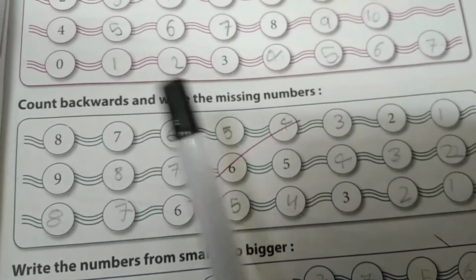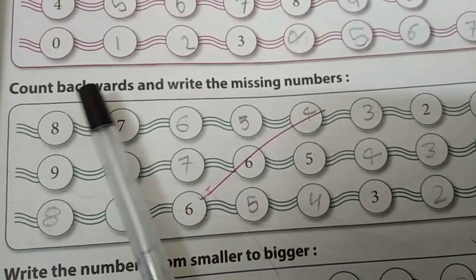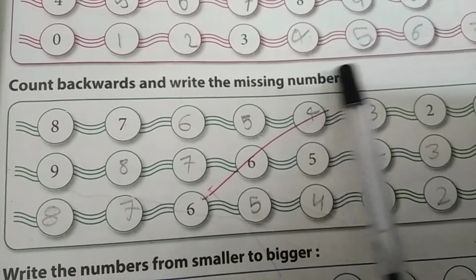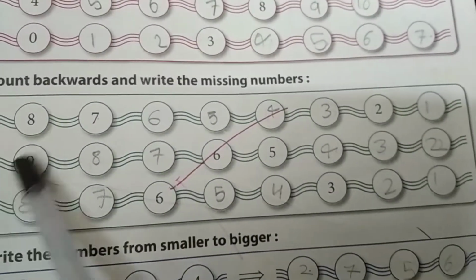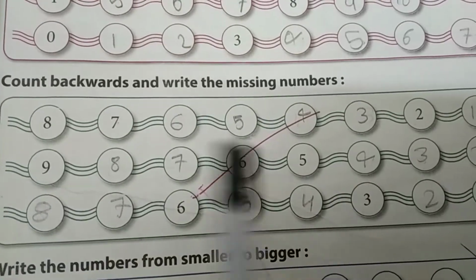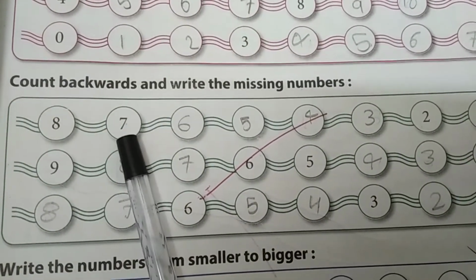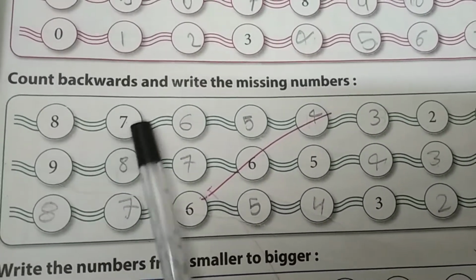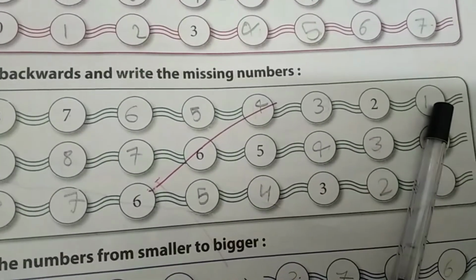But here in the second one, the question is to count backward. That means count backward and write the missing number. That means the rocket counting, children. Okay. Now you can see here 8 is there. In backward counting, before 8 what comes? 7, right? Before 7 what will come? 6. Then 5, 4, 3, 2, 1.